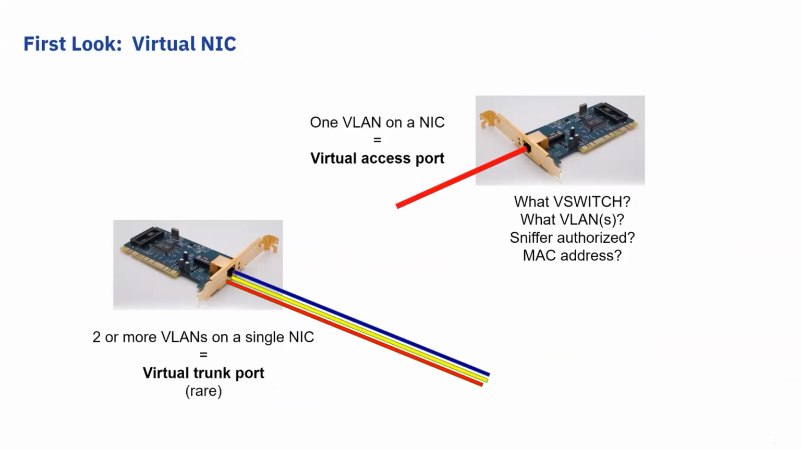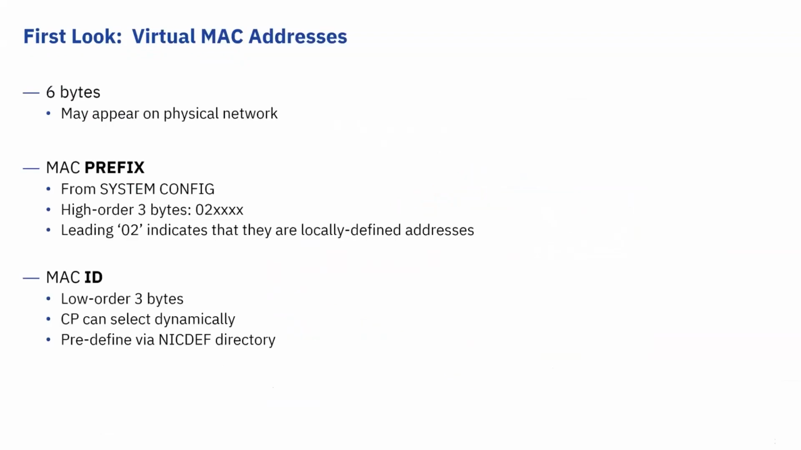I'm going to plug my virtual NIC into a virtual access port, which is the default unless you change it. But I have to know what virtual switch, what VLANs, and what MAC address it's going to have. Is it authorized to be a sniffer? I'm going to have to worry about that. And one of the first things I need to worry about is the MAC address.